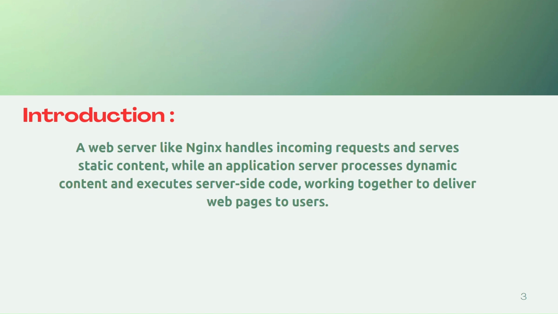So the web server, it means waiter, takes your order, it means request, and serves you ready made dishes, it means static content, right? While the application server, it means kitchen, prepares customized dishes, it means dynamic content, by executing a special recipe, it means server side code, right? Together, they ensure you get the complete meal, it means the web page you asked for. Get it? I hope you get it.